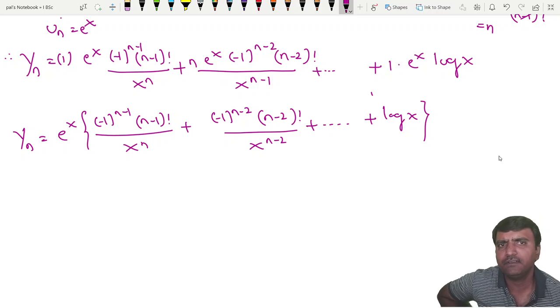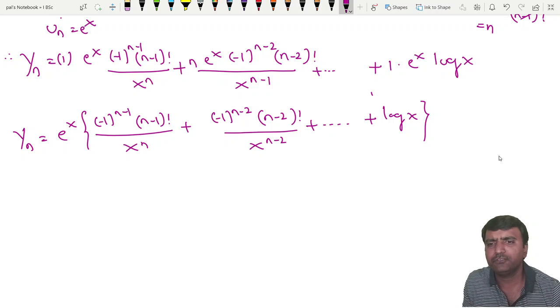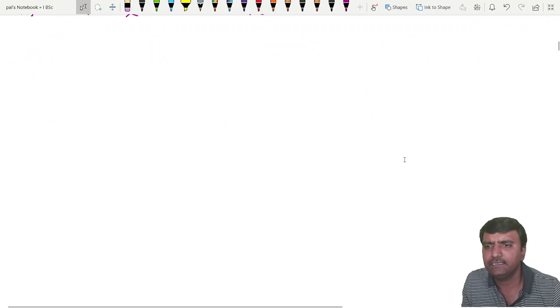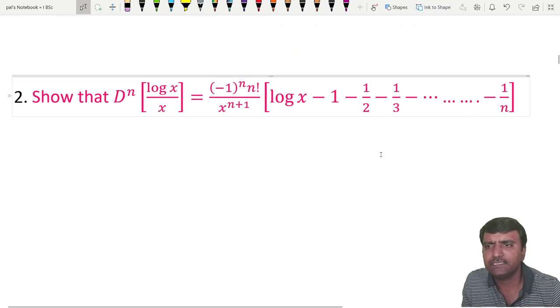Taking n factorial as the numerator common factor, you can simplify, but it is not necessary. Stop here, it's not a problem. So one more problem on nth differentiation is a little bit interesting one.